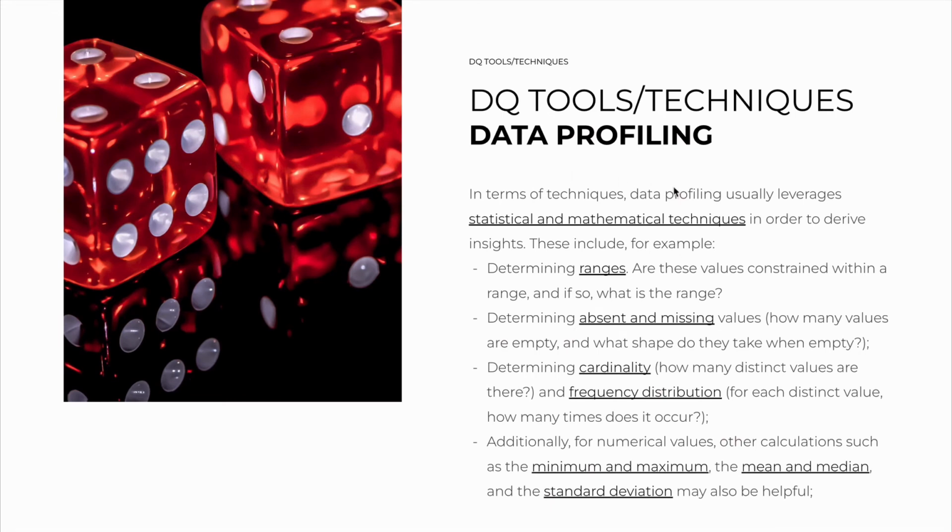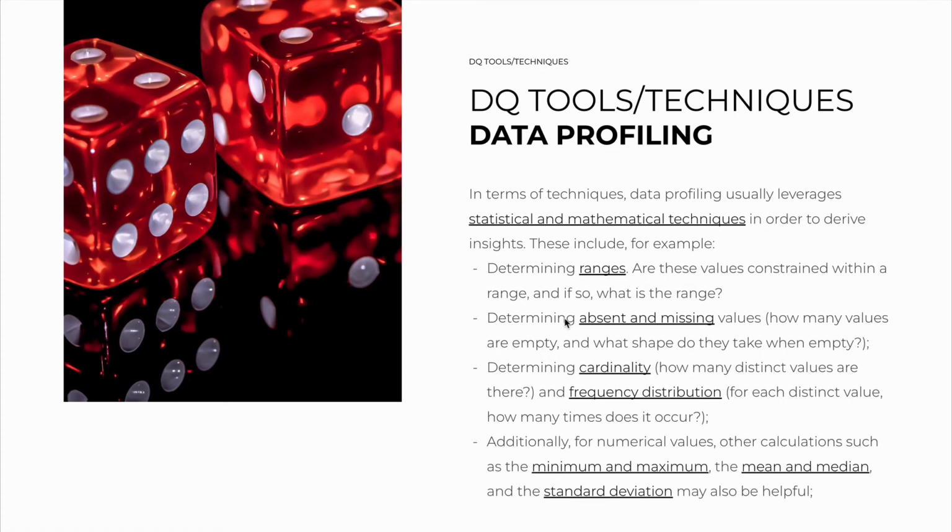In terms of techniques, data profiling usually leverages statistical and mathematical techniques in order to derive insights. In most cases, you don't need to know these to use the tool because it's a black box, the techniques are already within it, but having a deeper understanding of how they work can help tell you why the tool detected a specific value as being an outlier or why it's suggesting a specific rule. These techniques can include, for example, first, determining ranges. That is, are the values of this field constrained within a range? Yes or no? And if so, naturally, what is the range? Usually, it's just a matter of doing the minimum, the maximum, and then suggesting the range. It's a basic mathematical operation.